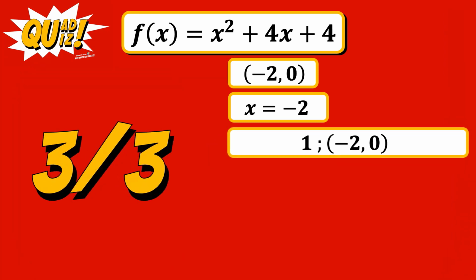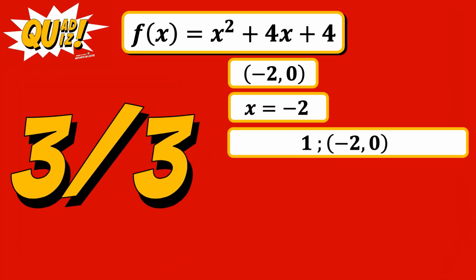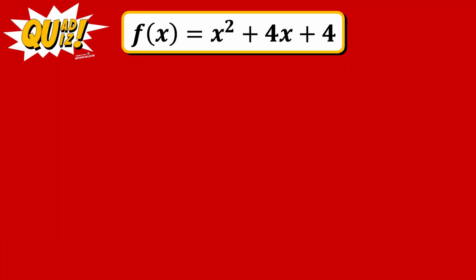Did you get 3/3? If not, please continue viewing this video. For this function, f of x is equal to x squared plus 4x plus 4. Let us try to discuss here how do we solve the vertex, its relationship to the axis or line of symmetry, and the idea of solving or identifying the x-intercepts.